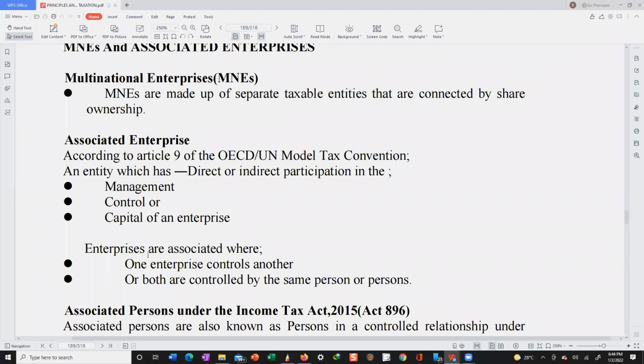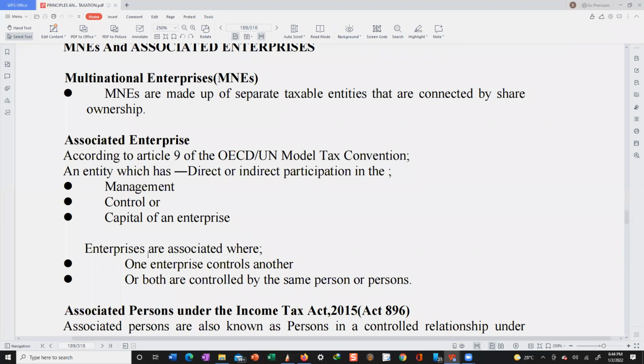We all know group entities. One owns 50% of the other, one owns 20%, an associate. So all these joint ventures, they are all connected by share ownership. They are all multinational enterprises. Now, associated enterprises, from Article 9 of the OECD or the UN-OECD Model Tax Convention, is an entity which has direct or indirect participation in either the management, the control, or capital of an enterprise. So anytime you see associated person or associated entity, it means an entity which has direct or indirect participation in the management, the control, or the capital of an enterprise.